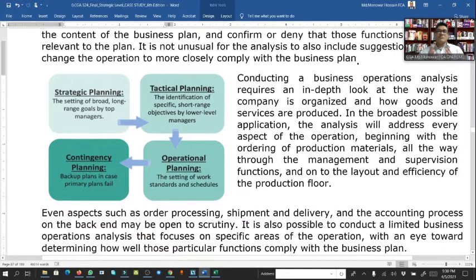So we have strategic planning, setting the broad long-range goals for the top management or senior management team, SMT, as we know. Tactical planning we have to adopt, identifying specific short-range objectives by lower-level management. Then operational planning, setting up the work standards and schedule. And then contingency planning, a backup plan in case the primary plan fails, that type of contingency, and we need it.